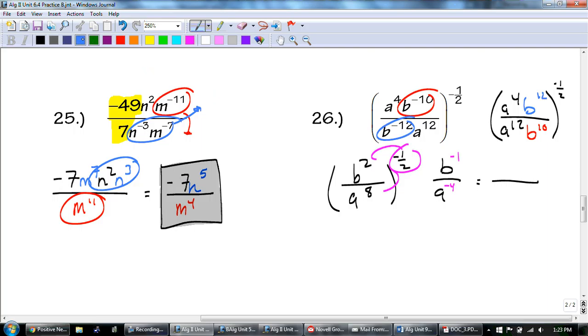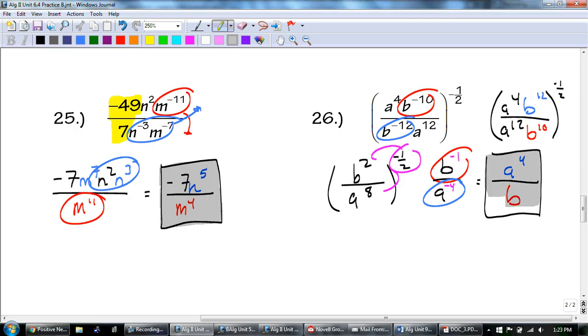So now I can get my final answer. If my exponent's negative, I drop it like it's hot. And if it's already on the bottom, I bring it to the top. So we get a to the 4th over b. And there we go.